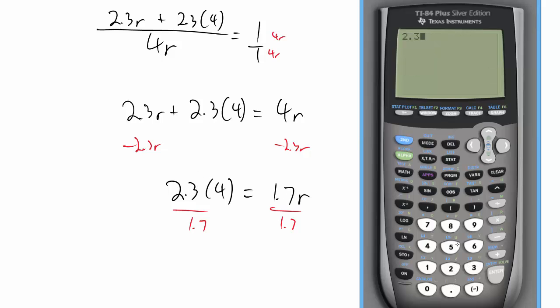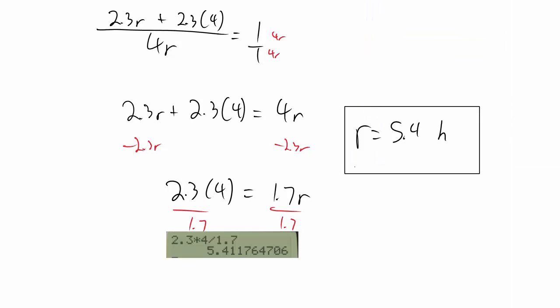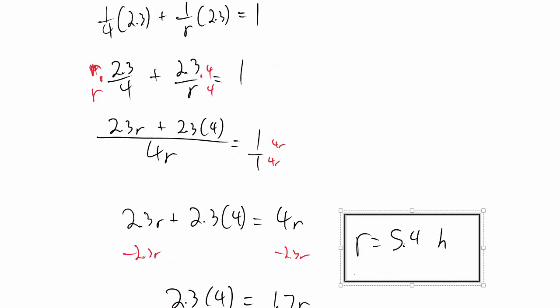Again, the reason why I leave this unsimplified is one, to avoid rounding errors, which won't be an issue here, but two, to see where the numbers come from so I can generally solve other equations like that really easily. So I get about 5.4 hours. So it'll take you about 5.4 hours to do it by yourself.